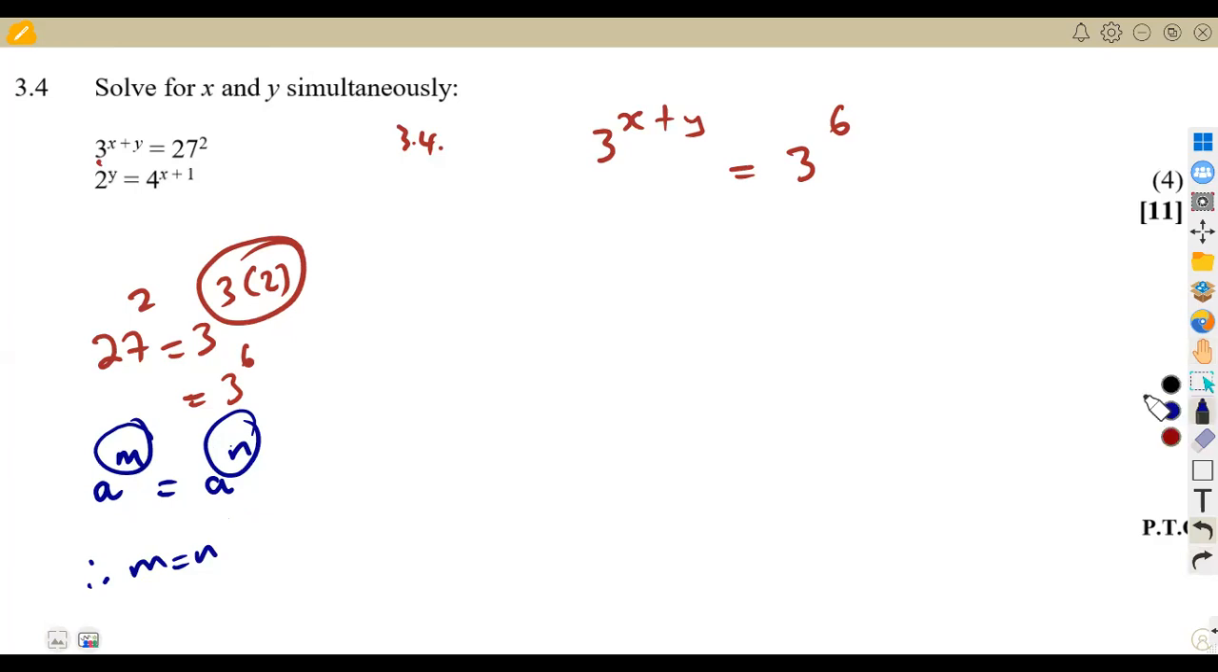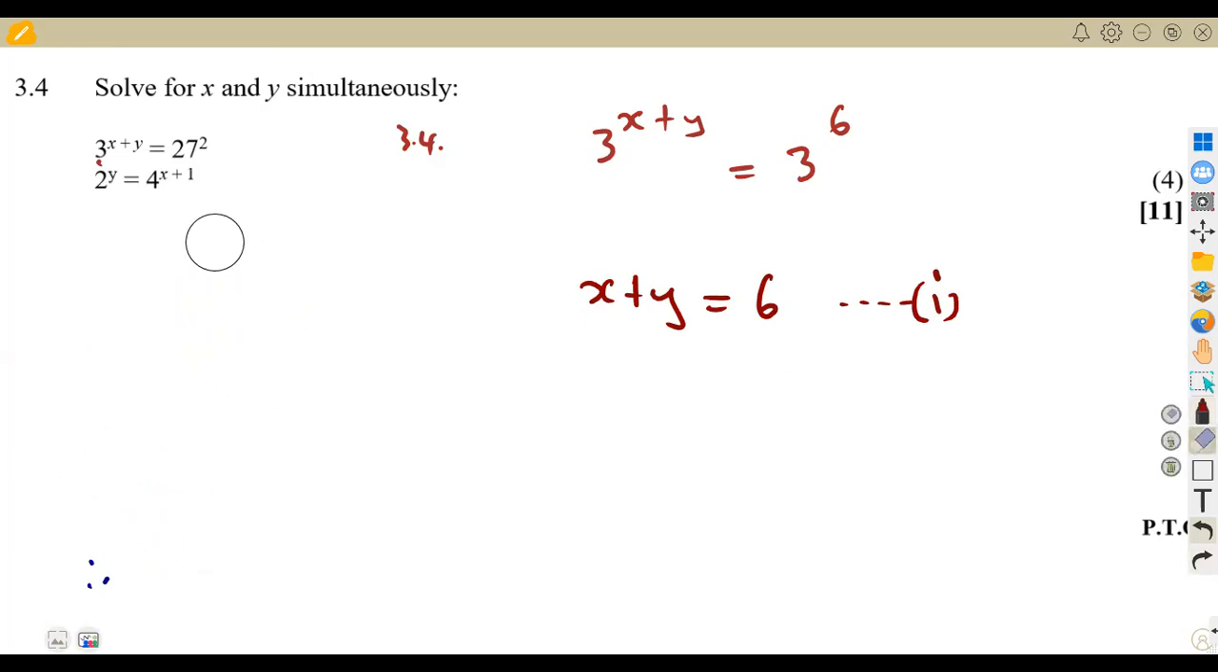So it follows that, therefore, x plus y must be equal to 6, because this part here and this part here are the same. So you equate your exponents, x plus y and 6. So this must be equal to 6. So you have formulated an equation. You can even name it equation 1, in simplest form. You do the same thing on the other part where we are given 2 to the exponent of y, which is equal to 4 to the exponent of x plus 1.